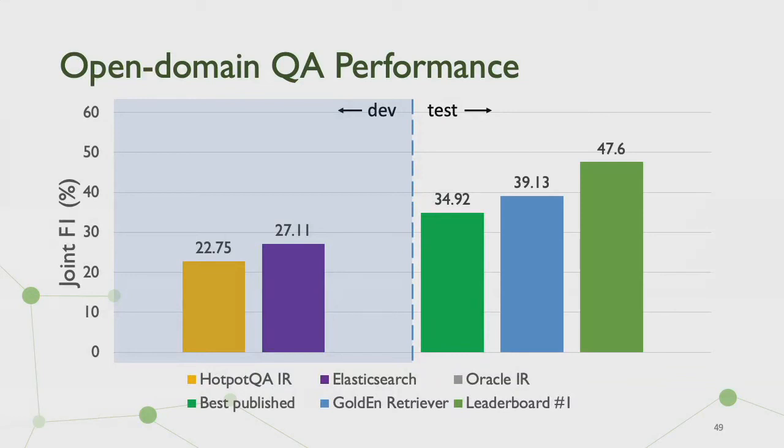I do want to leave you with this bar on the left side, which is if we replaced all of the information retrieval queries, the search queries, with our Oracle queries in GoldEn Retriever, we can actually achieve better performance on the dev set than the state of the art at the time, which probably suggests that we need to look more into information retrieval, the information gathering side of things. That could be really fruitful.